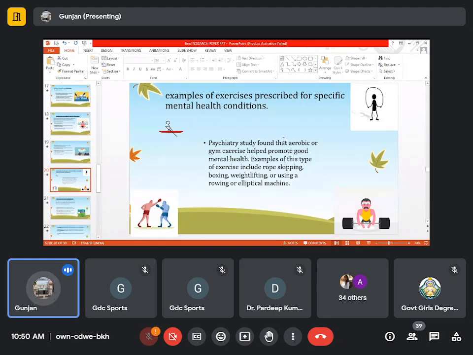Examples of exercises prescribed for specific mental health conditions. Psychiatric studies found that aerobic or gym exercise helps promote good mental health. Examples of these types of exercise include rope skipping, boxing, weightlifting, or using rowing or elliptical machines.